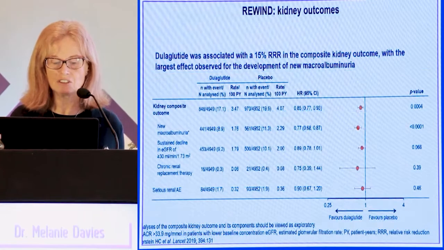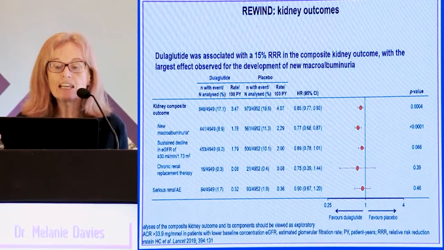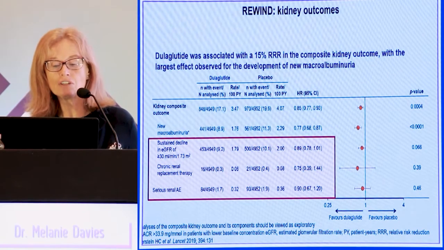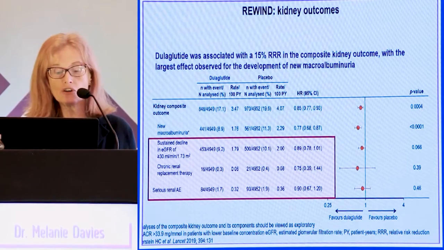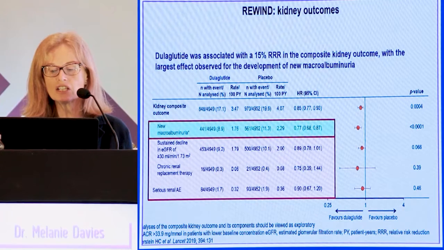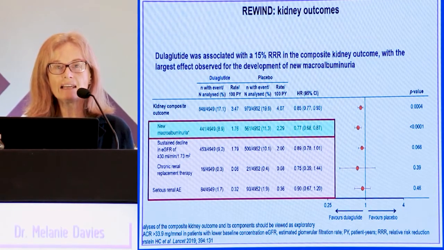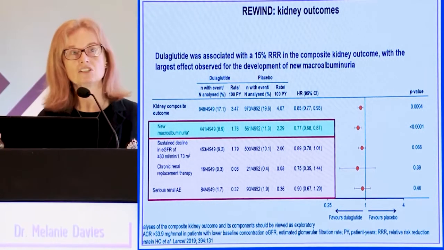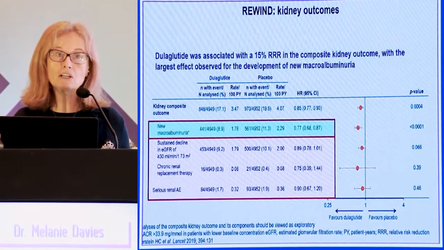In terms of kidney outcomes, the GLP-1s clearly have shown a reduction in proteinuria, and there was in REWIND a reduction in the composite kidney endpoint, but it was largely driven by, again, the impact on macroalbuminuria. And we've seen that also with SUSTAIN and with LEADER. So GLP-1s, reasonably good for the kidney.